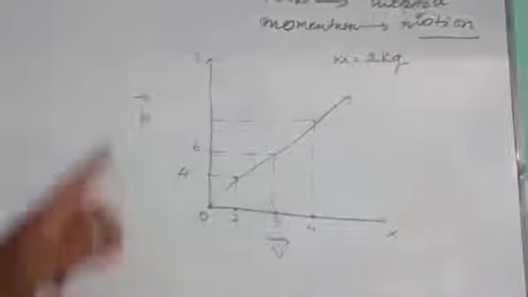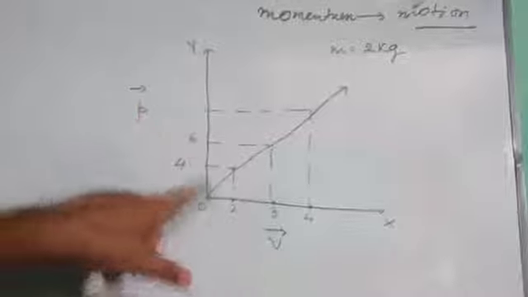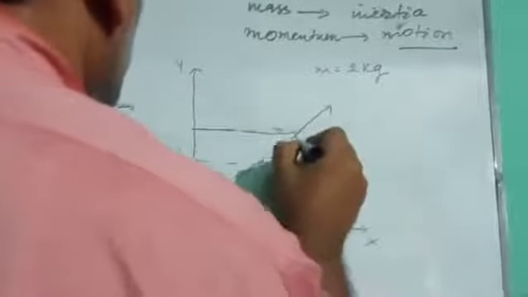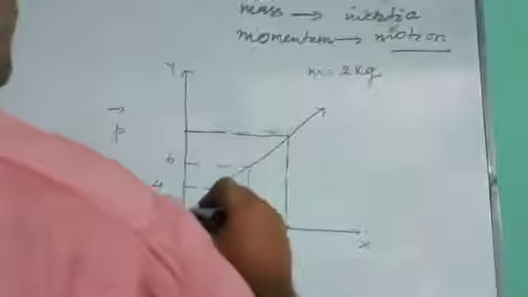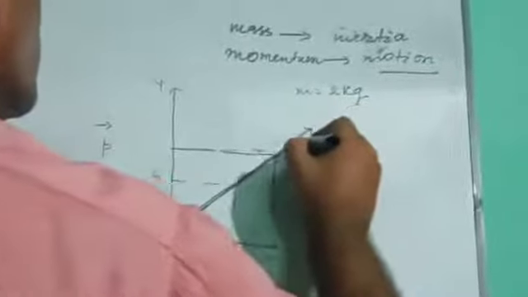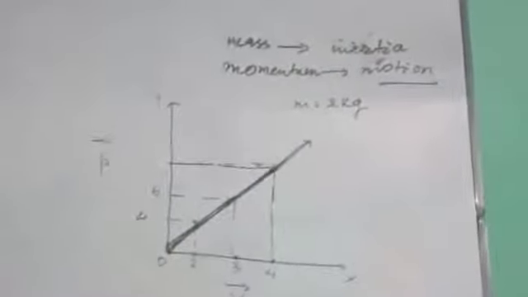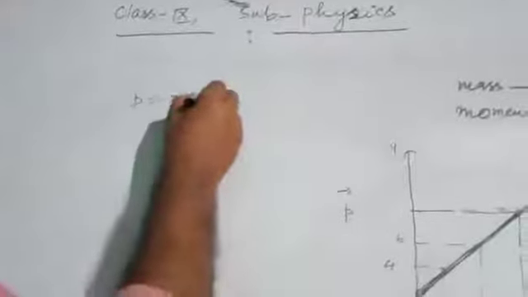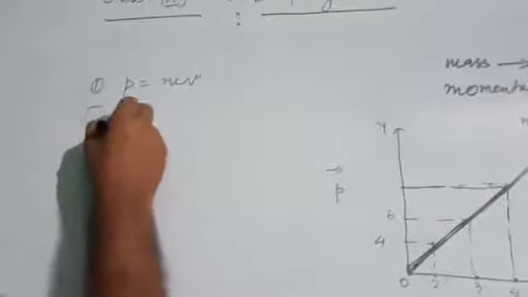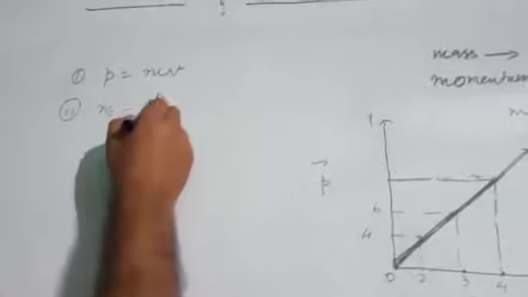This shows that momentum is directly proportional to velocity if mass is constant. And the slope of this momentum velocity graph gives mass. P equals m into v. This is the basic formula of momentum. Now you can write mass equals momentum by velocity.